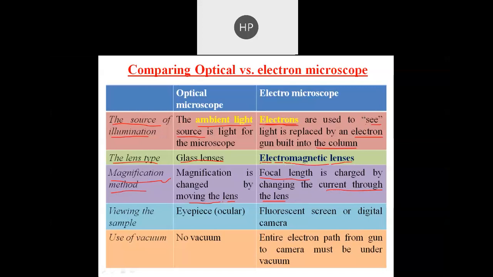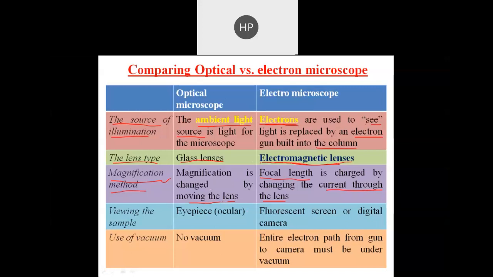Here we have an electromagnetic lens, and in that electromagnetic lens, if we change the current, the focal length changes, and depending upon that we get the magnification. How much magnification we desire can easily be controlled by this current. As we pass the current into that electromagnetic lens, its focal length is changed, so that we can have magnification in the electron microscope.